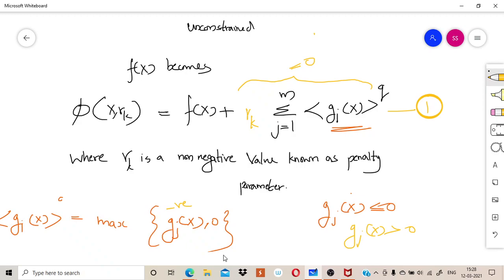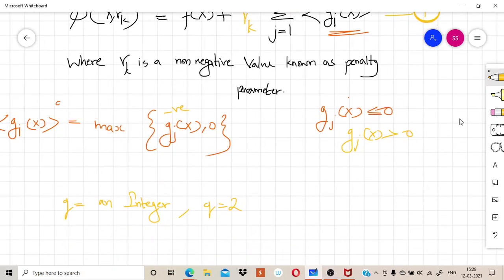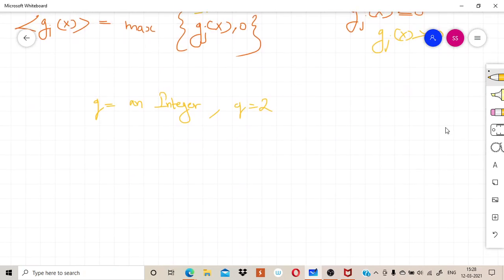So in this way, our optimum solution can be found by formulating this CPP as a sequence of unconstrained minimization techniques, SUMT.